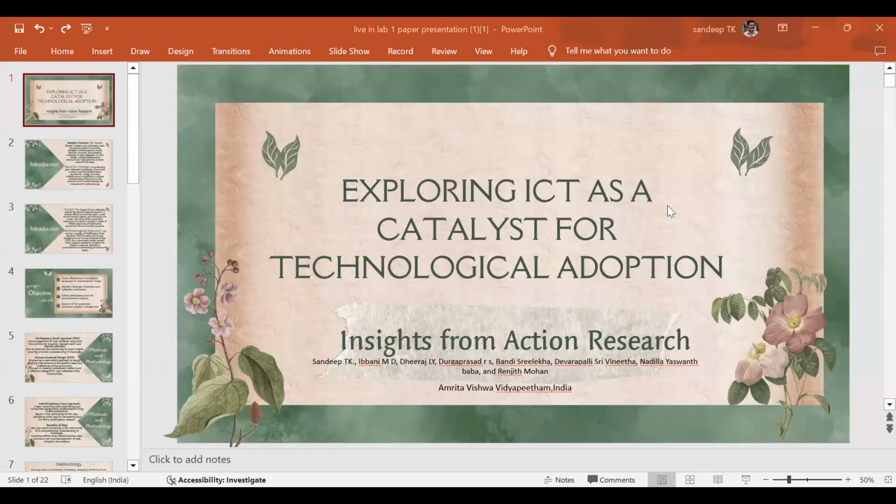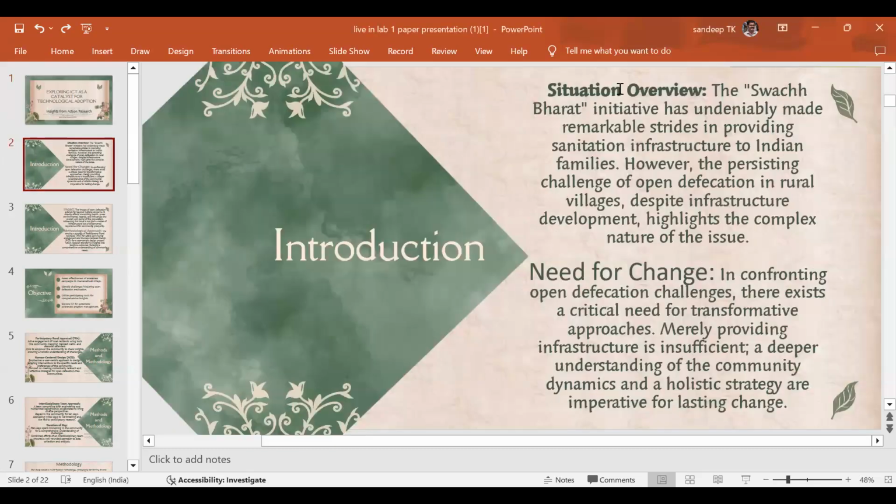Good afternoon, everyone. Today I'm going to present the topic on exploring ICT as a catalyst for technology adoption. Before moving to the topic, I just want to introduce the concept. This paper is an outcome of a prestigious project called Living Lab in our university. The concept of Living Lab is a team of students from various streams with faculty members.